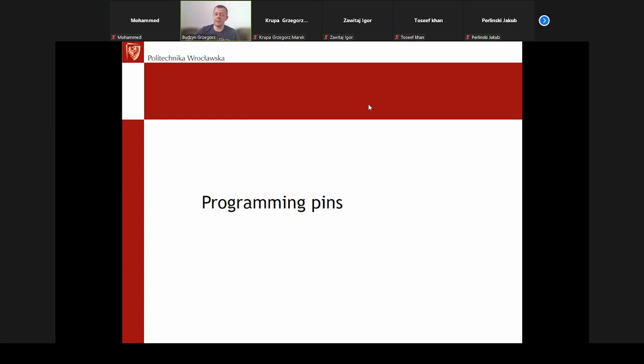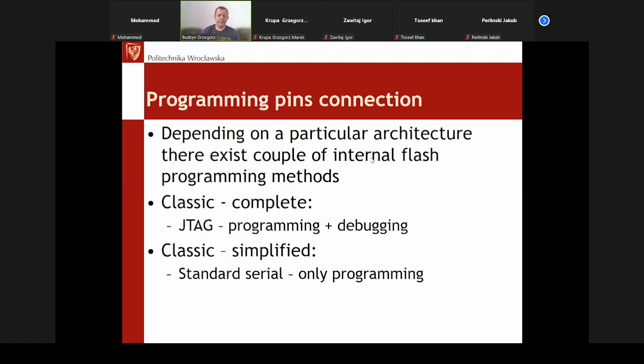Next thing to connect: programming pins. Programming pins depend really on the microcontroller, because depending on the particular architecture, there exist a couple of methods of internal flash programming. The classic method is to use a JTAG interface. There are 5 pins there that need to be connected: TDI, TDO, TMS, TRST, and ground.